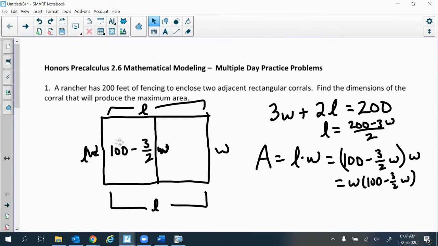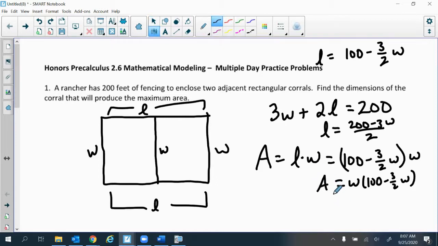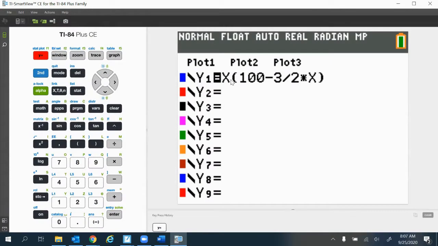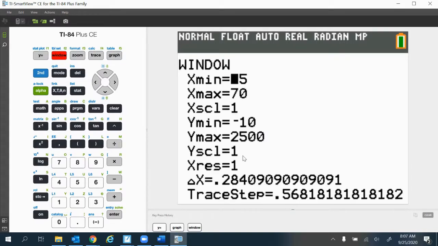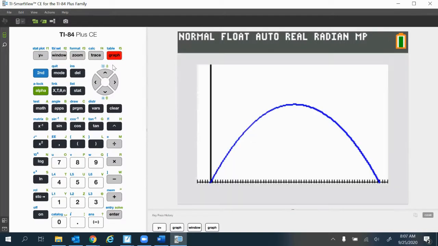That's something I have as an area equation, or I can multiply it out and get 100W minus 3/2 W squared. So now this is what I type in the calculator in order to figure this out. I'm going to let X represent my width and Y will represent my area. Then I graph it, and I've already changed the window to be something where it works. So you're going to want to make sure you change the window.